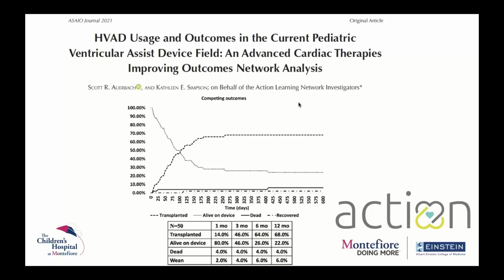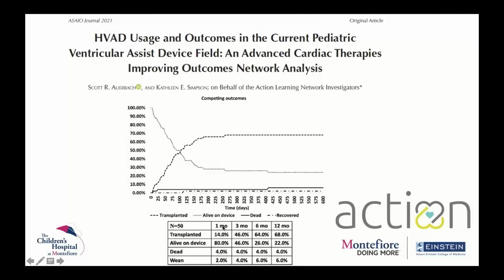So this is a study, again, from the ACTION Network. We're doing great work with pediatric VADs, from Dr. Auerbach and Dr. Simpson and other investigators. You can see here that they studied 50 patients who got the HVAD, and they looked at their outcomes. The dark dotted line is patients who got transplanted after getting the device. The short dotted line is patients who are alive on device, and the black solid line is the patients who died, unfortunately.